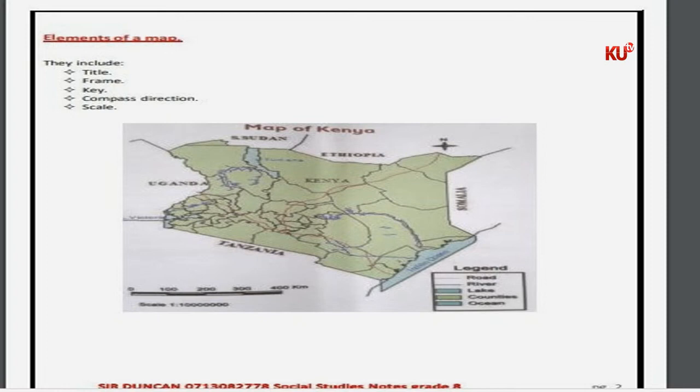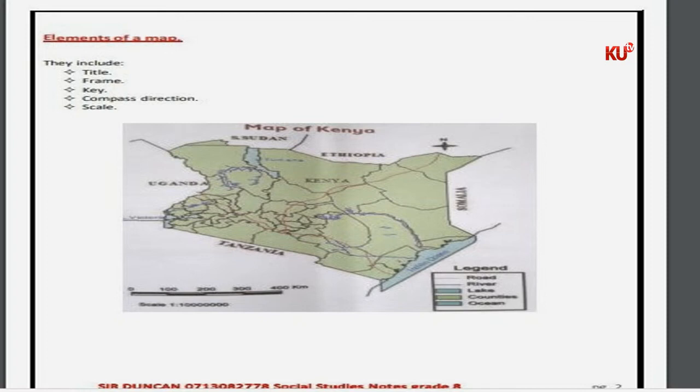And then the third element of a map that you can see on that screen is the key. We have the key on your right-hand side, on the southwestern part. You can see the elements and the symbols that have been used in that key. Then we have the compass direction. The compass direction is on the northwestern part.